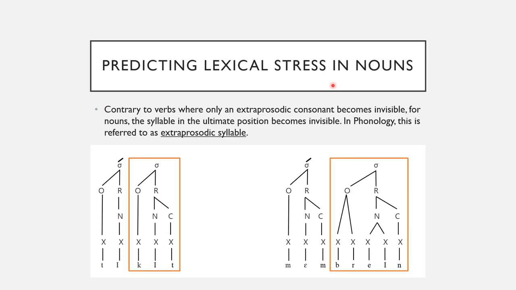We can also predict the lexical stress in nouns. Contrary to verbs, where only an extra prosodic consonant becomes invisible, for nouns, the syllable in the ultimate position becomes invisible. In phonology, this is referred to as extra prosodic syllable. Let us consider the words ticket and membrane. In these words, the extra prosodic syllable becomes invisible, so the lexical stress is placed on the penultimate syllable.